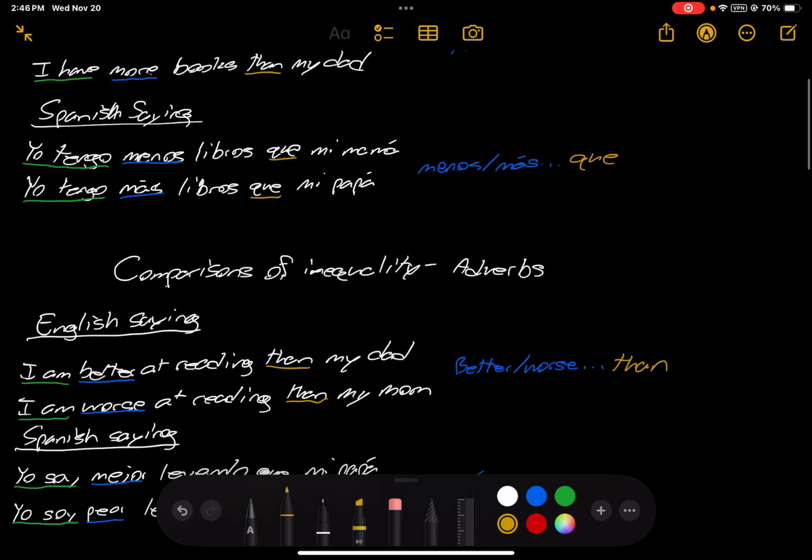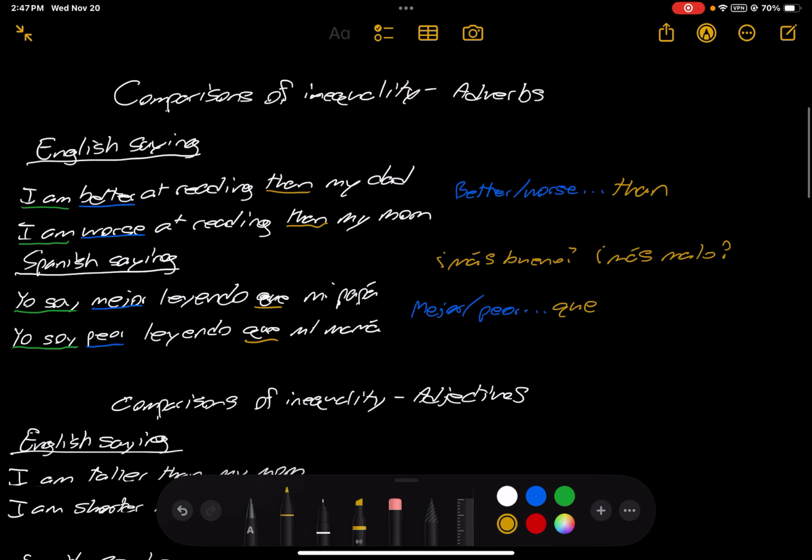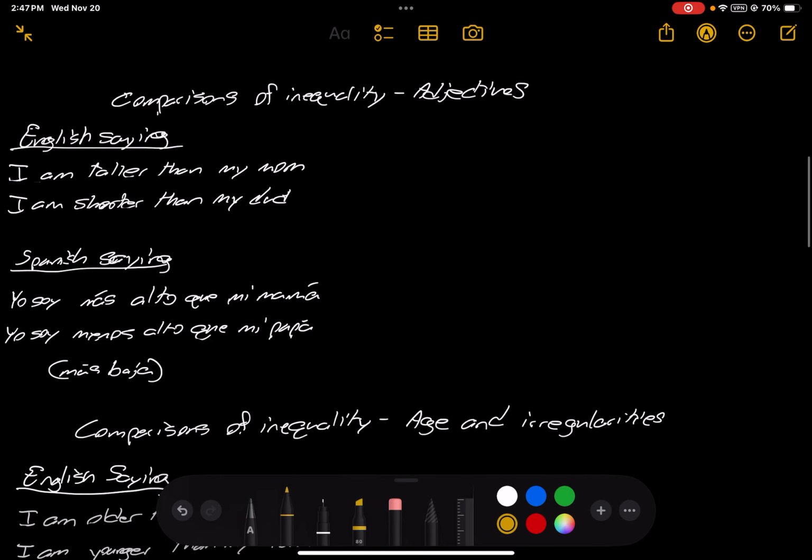But hold on, these are a little bit weird. Why not say más bueno o más malo? Well, these are both examples of an irregular in this form. We'll go over that a little bit more in detail later, but keep that in your mind for now.